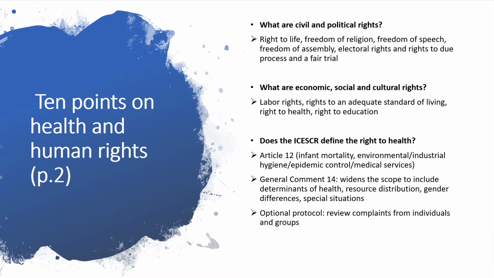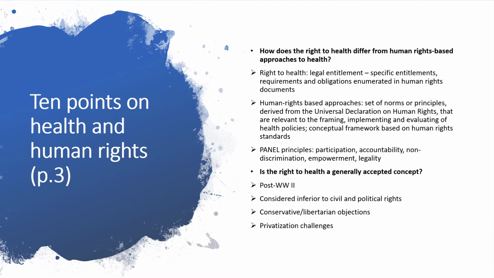They also added an optional protocol, which the Covenant on Civil and Political Rights also has, which allows for people or groups that feel that their rights are being negated and that their state or their authority is not respecting these rights, they can go directly to an international mechanism to get those rights respected.